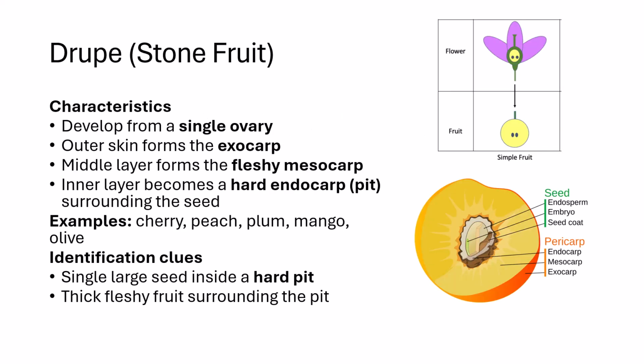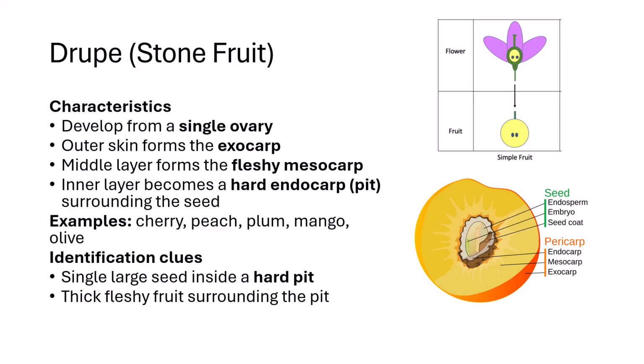Before we examine the fruit, let's talk about the structure of a drupe, sometimes called a stone fruit. Drupes develop from a single ovary, and the fruit wall differentiates into 3 layers. The outer skin forms the exocarp. Beneath that is the mesocarp, which becomes the fleshy portion that we typically eat. The innermost layer of the fruit wall becomes the endocarp, which hardens into the familiar pit or stone that surrounds the seed. This hard endocarp protects the seed as the fruit is eaten and transported by animals.